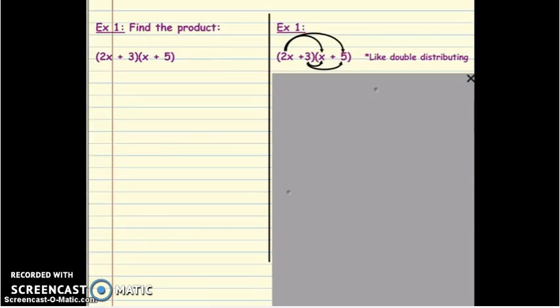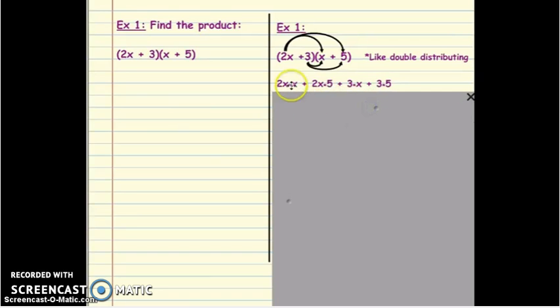Alright, example number 1: we are going to find the product of 2x plus 3 times x plus 5. We are going to think of this like double distributing. We're going to distribute everything from the left side to each thing in the right set of parentheses. So we take 2x times x, then 2x times 5. Then we go to the other term in the first set of parentheses, this 3, and do 3 times x, and then 3 times 5. Like double distributing, we're distributing twice.